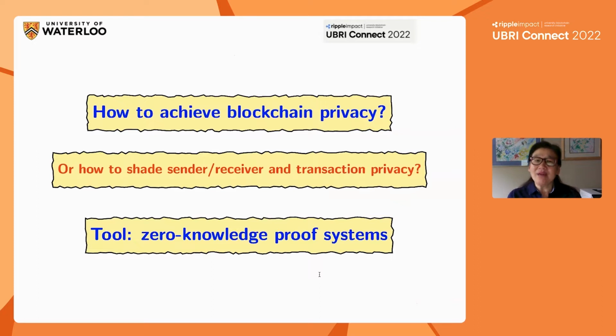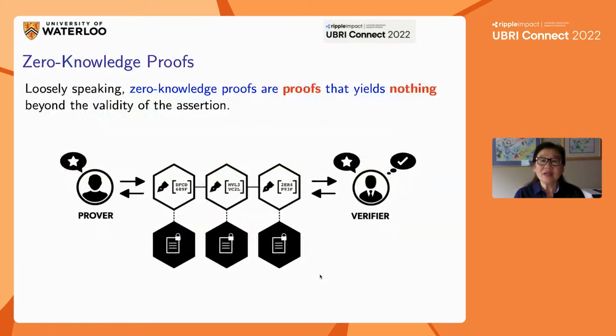So how can we achieve blockchain privacy? In other words, how to protect the sender, receiver, and transaction privacy. The tool used here is zero-knowledge proof systems. Generally speaking, those are proofs that yield nothing beyond the validity of the assertion. You could do multiple communications. At the end, the verifier only learns the validity of the assertion, nothing else.